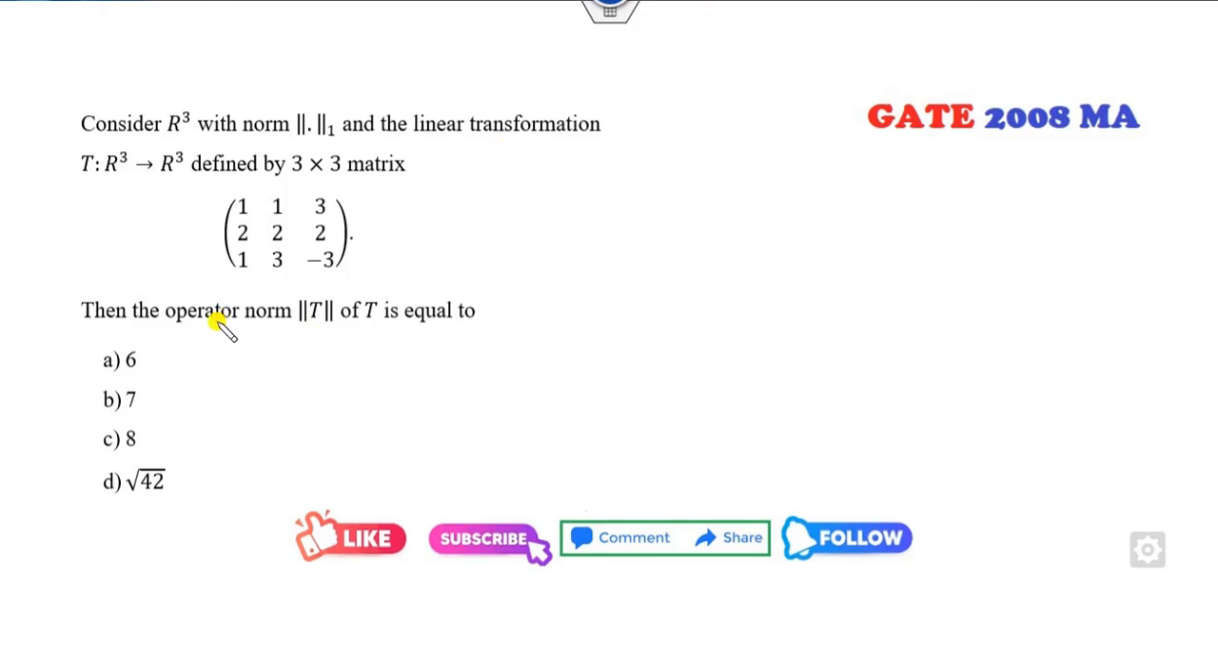Okay, look at this another one. Your target is to find the operator norm. Now it's a matrix. So it means you are unable to write this in the form of an inner product. So what is the norm of T?